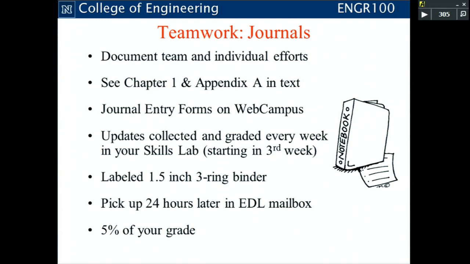And then we'll put it back in these cubby holes in the lab. You might have walked by them on your way to your skills lab. Ideally, we're going to try to have those graded within 24 hours. Ultimately, these journals are going to add up to 5% of your grade. All right, so please try to stay on top of those. The journals really are for you. That's the idea behind these things.